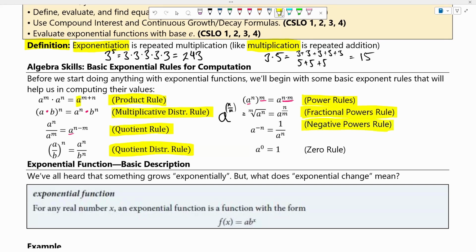Negative powers rule. Okay? If you have a to some negative power, that is equivalent to doing 1 over the positive power.